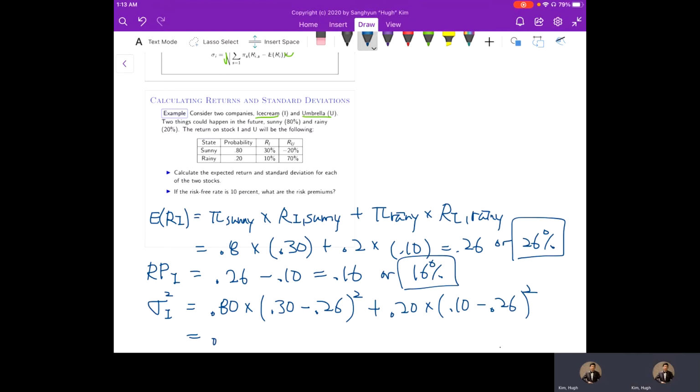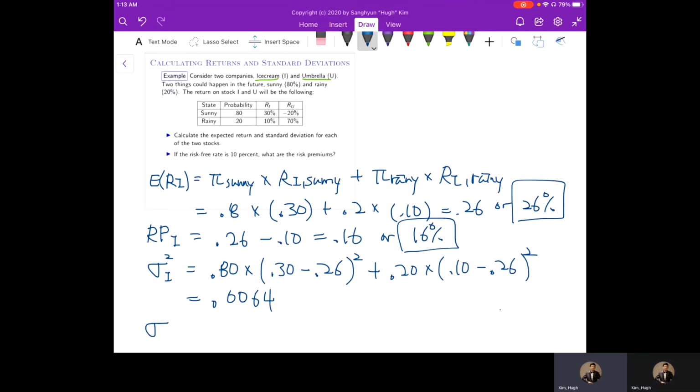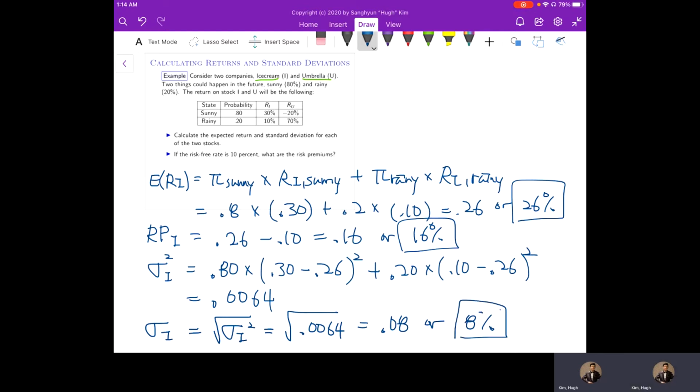The variance is 0.0064. And the standard deviation, which is denoted by sigma, is the square root of the variance. So the square root of 0.0064 is 0.08 or 8 cents. So it has the same unit as the expected return. Similarly, you can compute the expected return, risk premium, and the variance and standard deviation for the umbrella company.